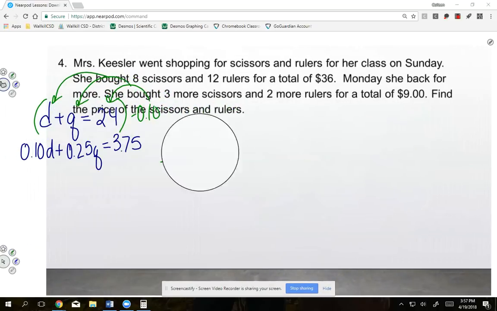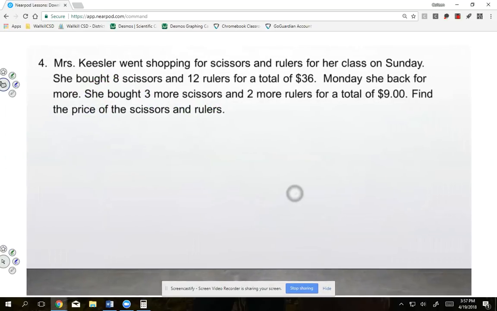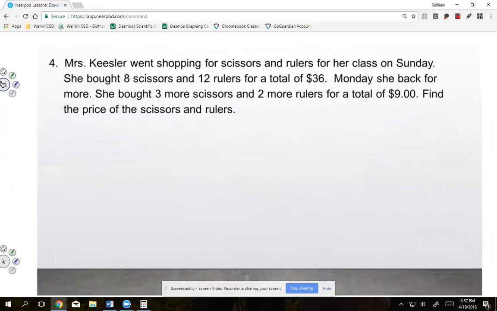Mrs. Keyser went shopping for scissors and rulers for her class on Sunday. She bought 8 scissors and 12 rulers for a total of $36. Monday, she went back for more. She bought 3 more scissors and 2 more rulers for a total of $9. Find the price of the scissors and rulers. So this time, it's more straightforward.